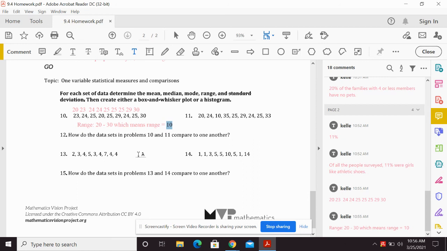And then you should know how to find the mean, median, and mode. So that's what you're doing on those. Oh, and then you can create either a box and whisker plot or a histogram. So either is fine.